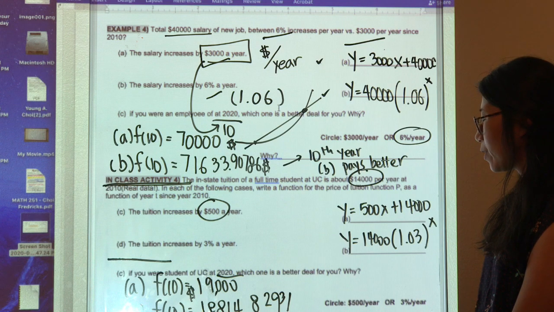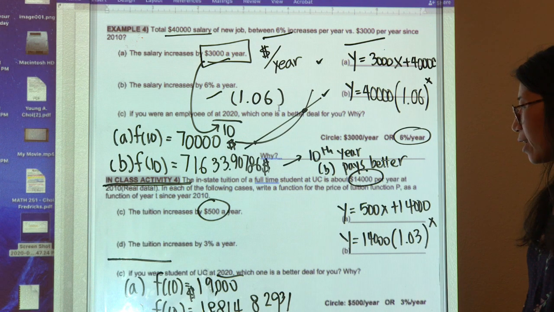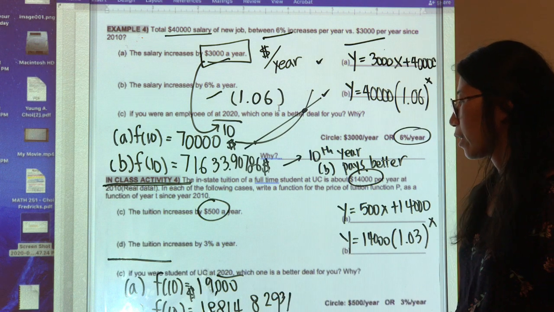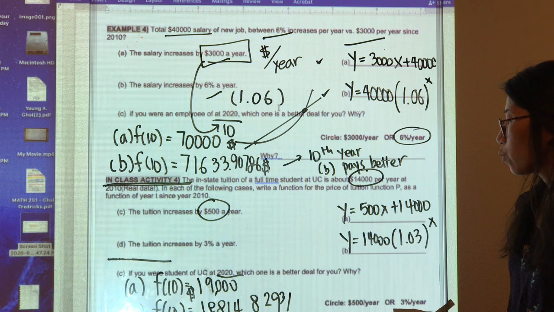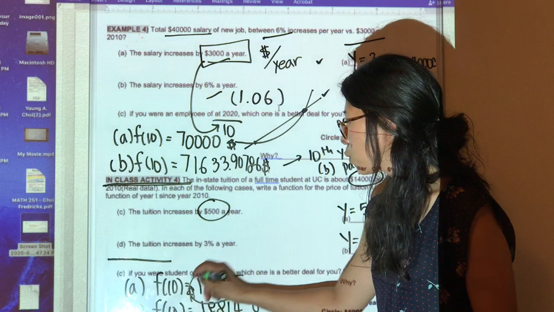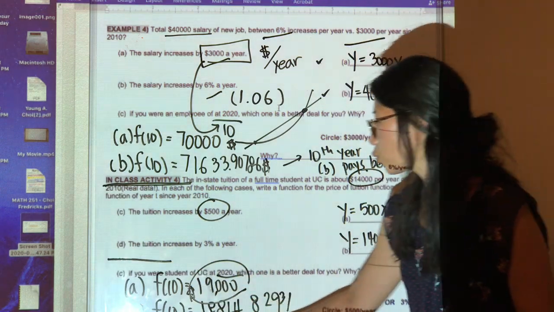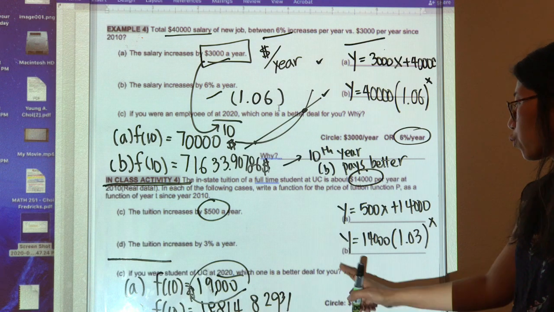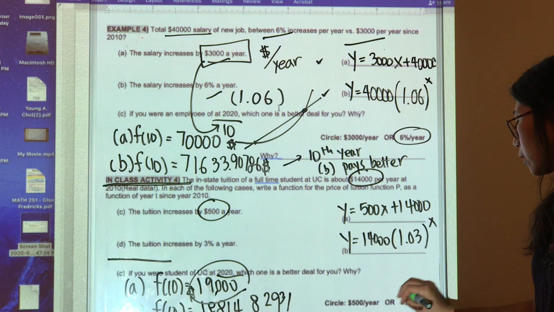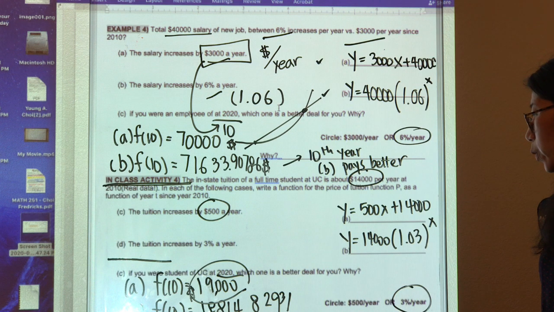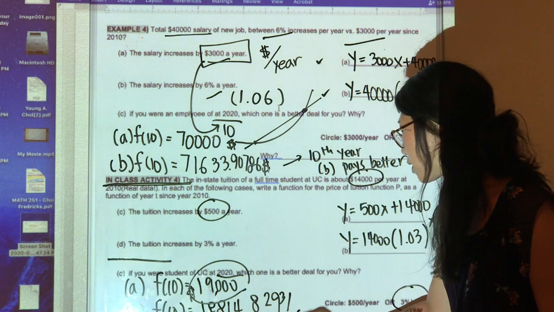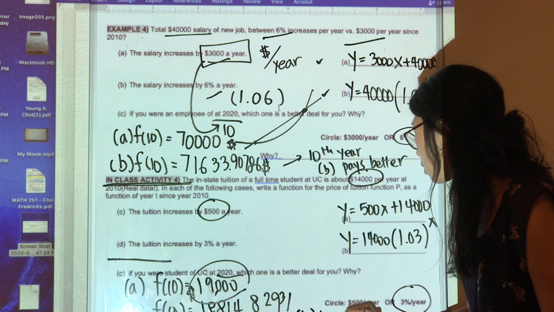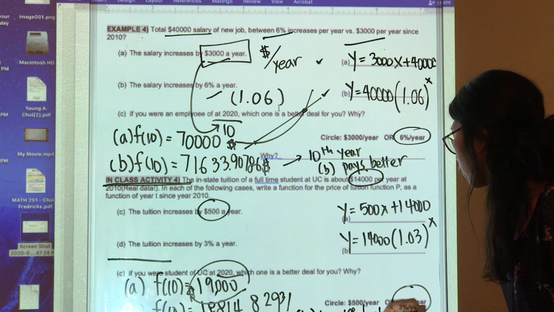I want you to check the answer for your in-class activities. When I have A and B, these are the equations that I have. And then after I plugged in the value of the 10th year, which represented the year 2020, that will show that the linear function is actually going to be higher, so you want to use the exponential function. So which one is a better deal for you in this case? You want to increase 3% per year because it's lower than increasing by $500 per year. So you want to use the B case because tuition is going to be cheaper.